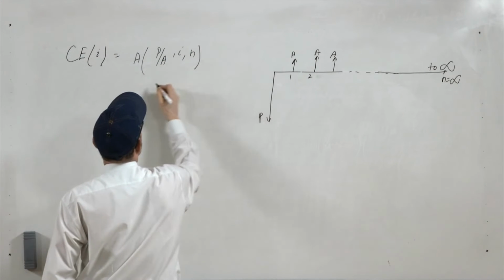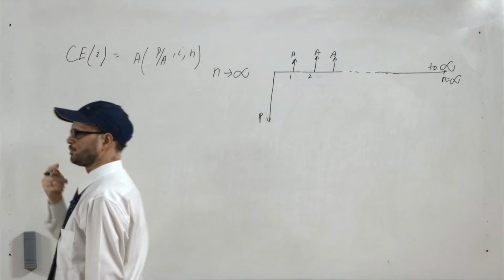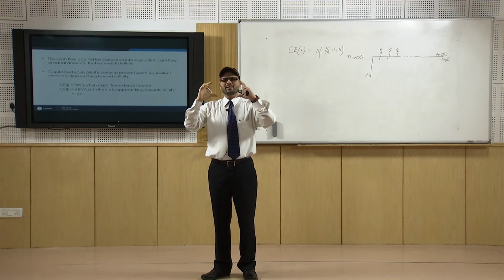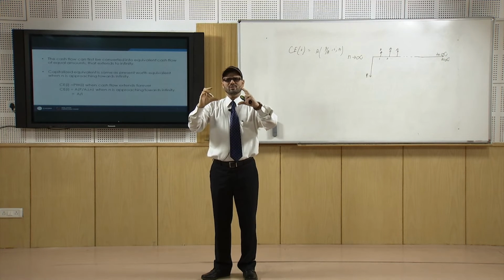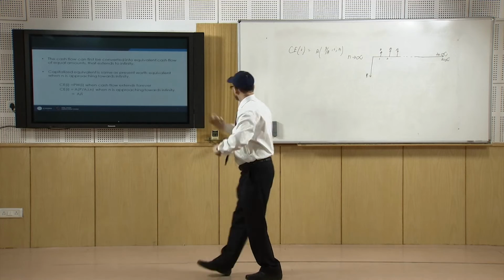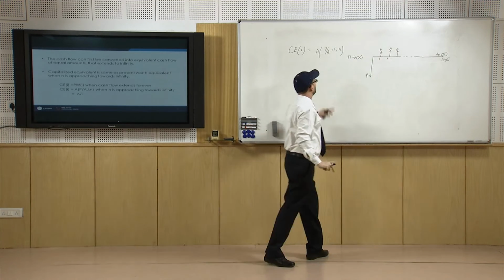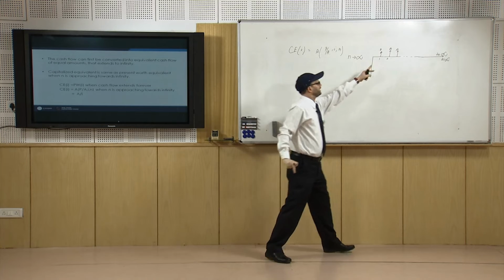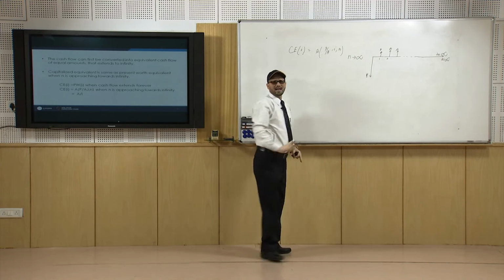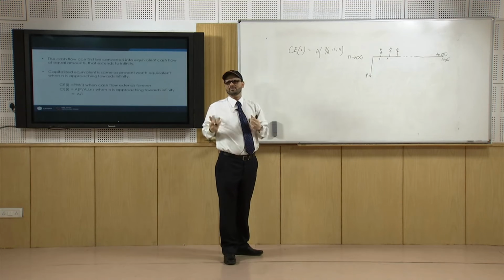And n is tending towards infinity. You need a certain equal annual payment that has to continue forever, what we see here. So, this A, its present worth equivalent will be A times P by A i n, and n is approaching infinity.